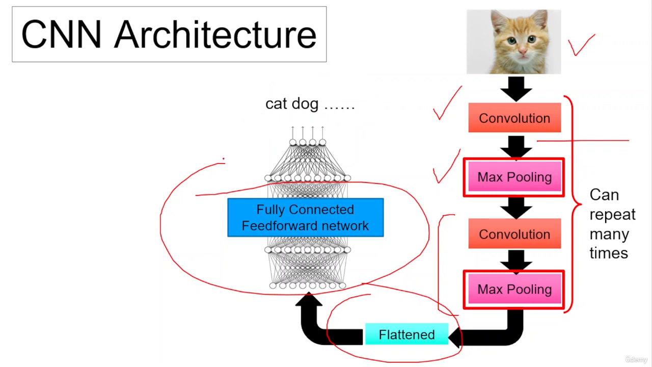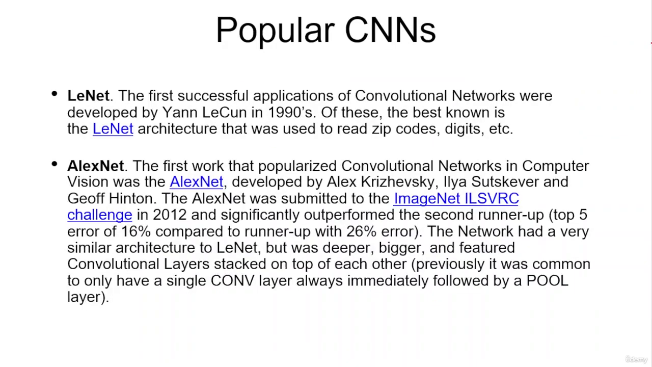So after the fully connected layer, you apply the classification layer or softmax layer to get the probability of the predicted classes. So let's have an overview of the popular convolutional neural networks. LeNet CNN. The first successful applications of convolutional neural networks were developed by Yann LeCun in the 1990s. The LeNet architecture was the best at that time to read zip codes and digits, etc.